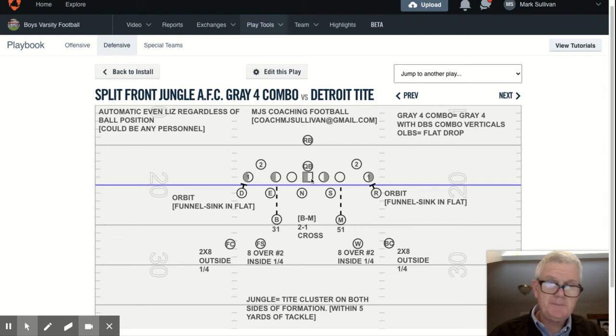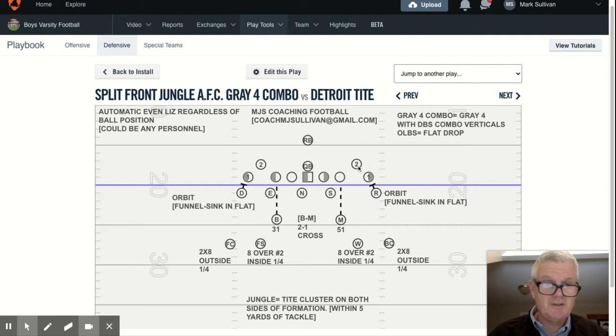when jungle is called, it doesn't matter where the ball is, meaning middle of the field, left hash, right hash. Okay, on R5, on R1, on their 1, their 5. It doesn't matter.